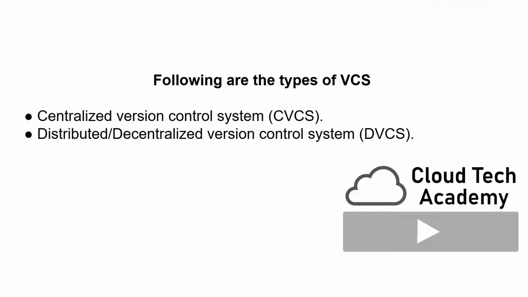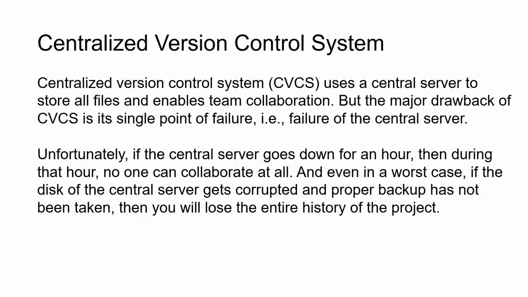Let's see their types. There are two types of version control system. The first one is centralized version control system, for example TFS, and the next one is distributed or decentralized version control system, which is Git. Let's see what these are. Centralized version control system uses a central server to store all the files and helps the team to collaborate. But the main disadvantage is that if that server crashes or goes down for an hour or so, it will be difficult for the team to collaborate. In the worst case, if the file gets corrupted in the server, then we may lose the entire history of the project. In order to overcome this, we have decentralized version control system.